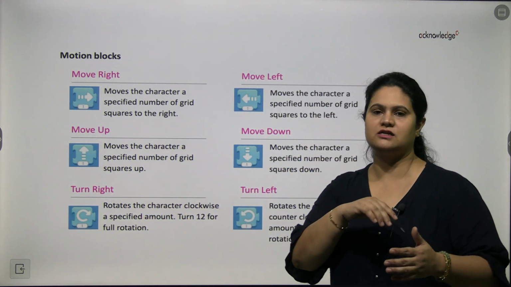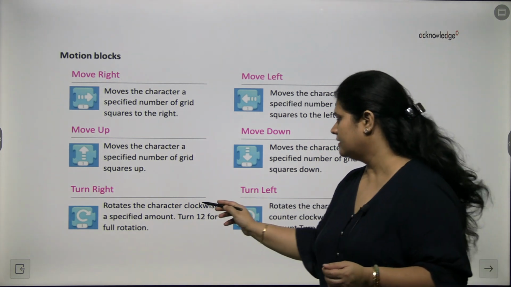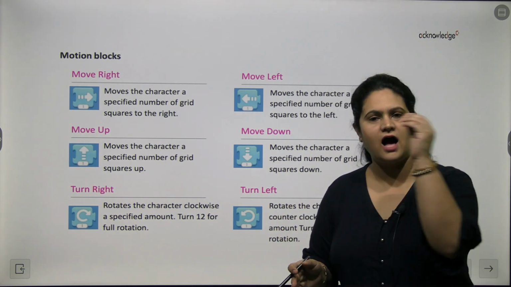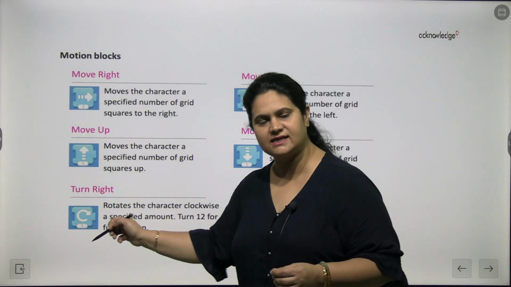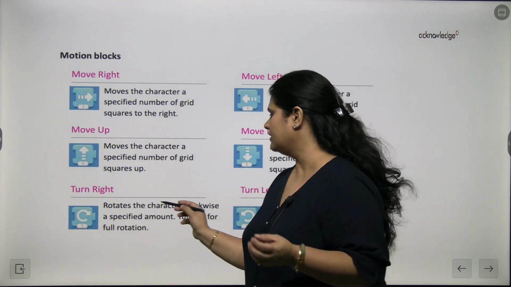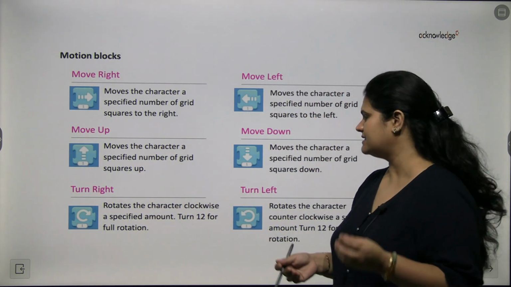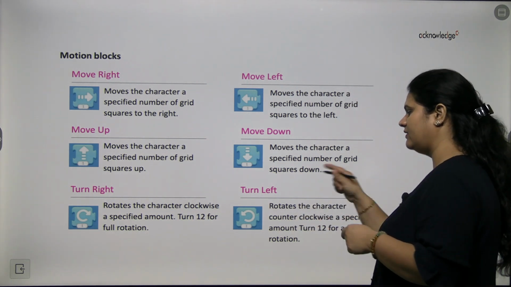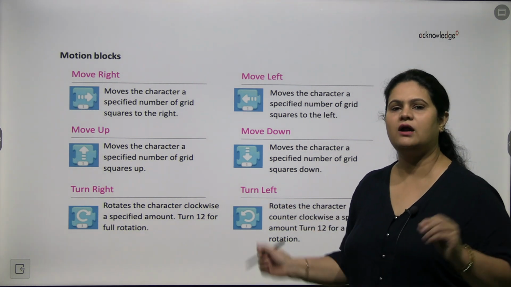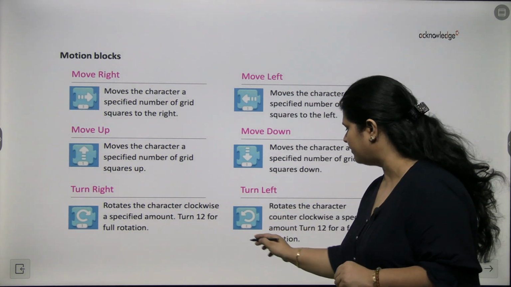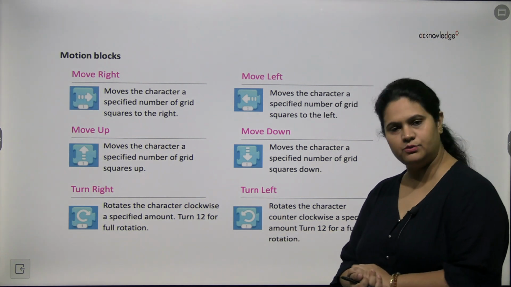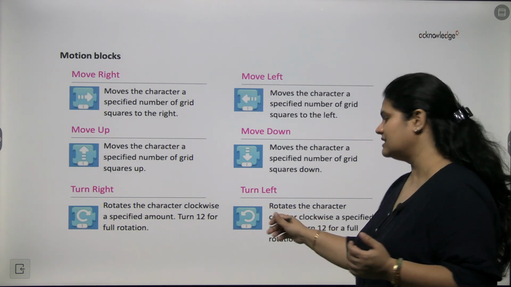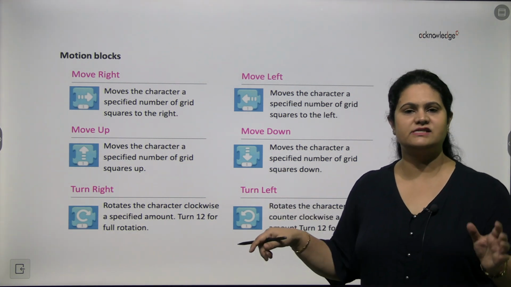And if you want your character to move clockwise for, say, half a circle, if you want it to take a half rotation, then you will write 6 here, right? So you can rotate the character clockwise a specified amount. Similarly, you can use this to rotate the character counterclockwise or anti-clockwise. Here, you can specify the number and it will rotate your character anti-clockwise. Again, 12 is for a full anti-clockwise rotation.